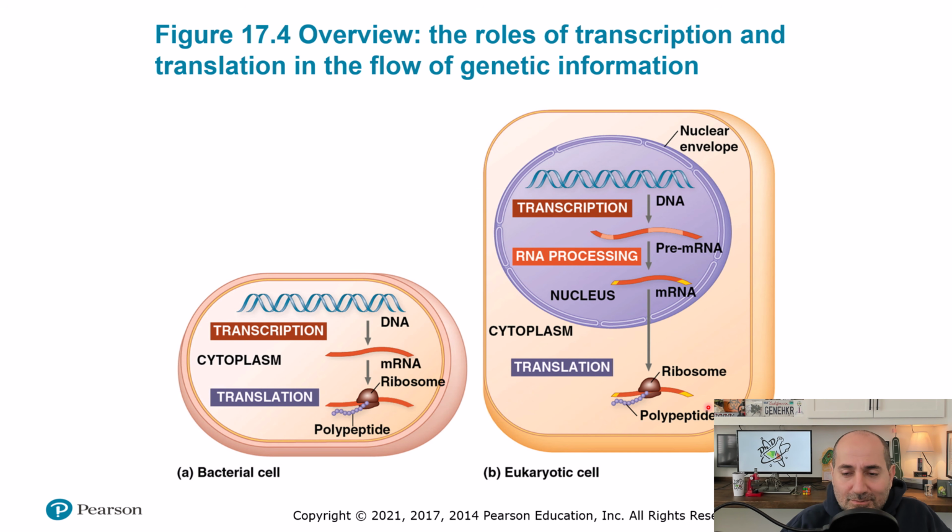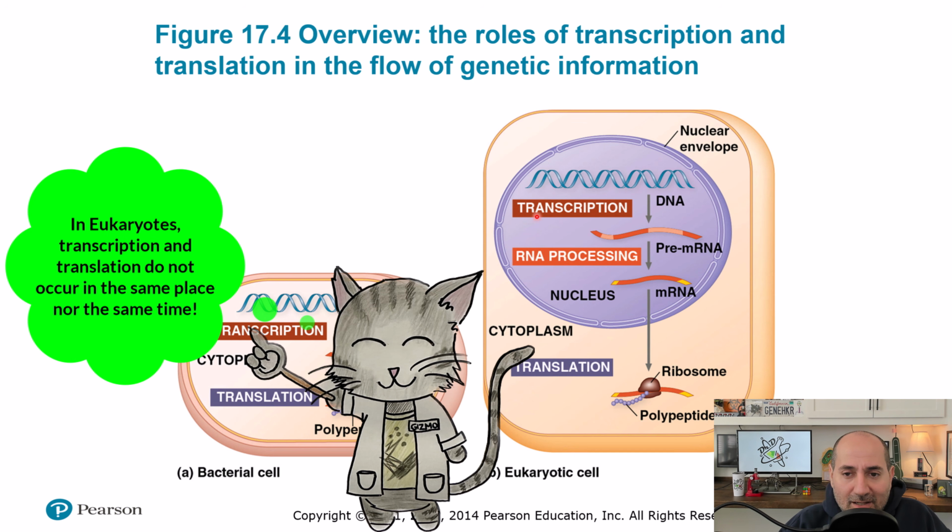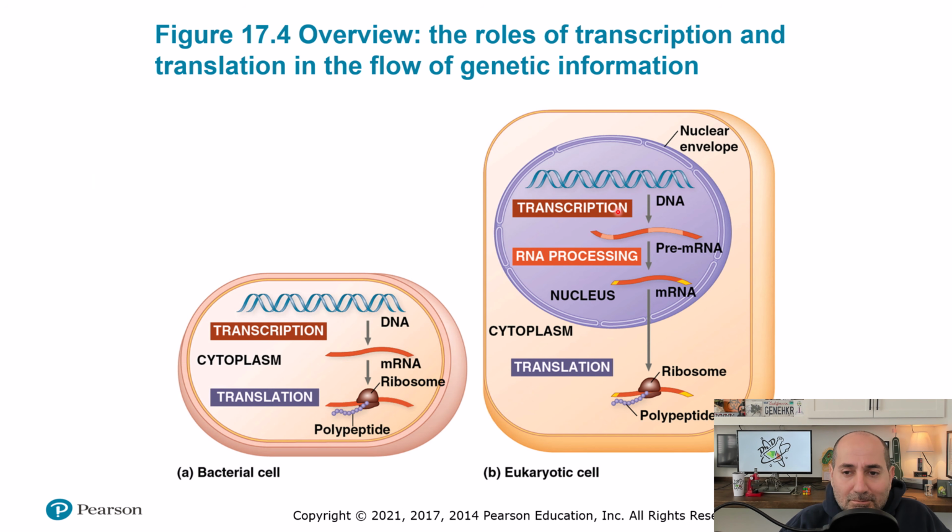So what I need you to know about the eukaryotic cell is that transcription and translation neither occur in the same place, nor do they occur at the same time. Does that make sense? Transcription occurs in the nucleus first, and it needs to be completed, and then RNA processing. Then translation can occur in the cytoplasm later on, well later, right? So does that make sense? So hopefully you see the big picture overview.